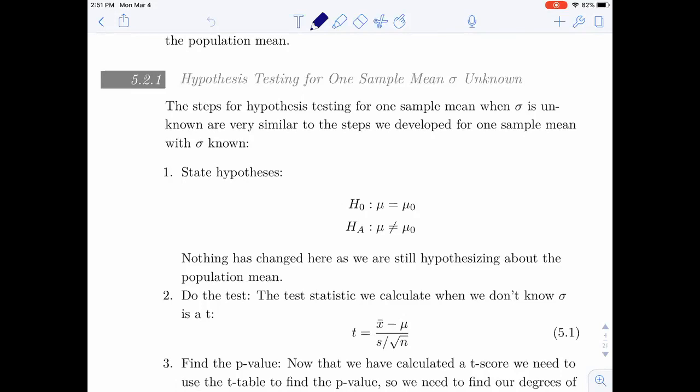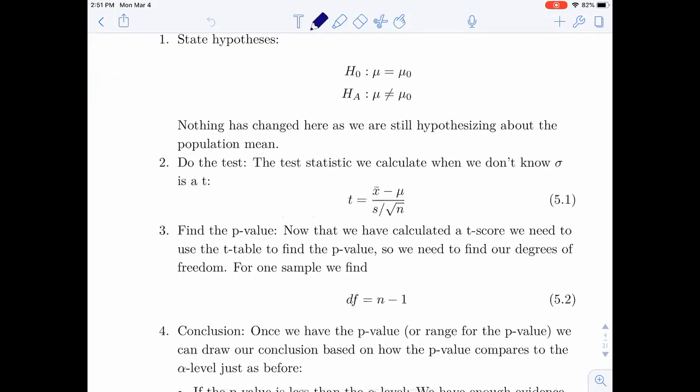But regardless of what it looks like, your null and alternative hypothesis is going to be the same, right? Because you still have a sample mean that you want to compare to some value, right? And that value is going to be your mu sub 0, your mu naught. Okay? So nothing's changed here. We're still hypothesizing about what the population mean might be. So that's nice. So that stayed the same. Great.